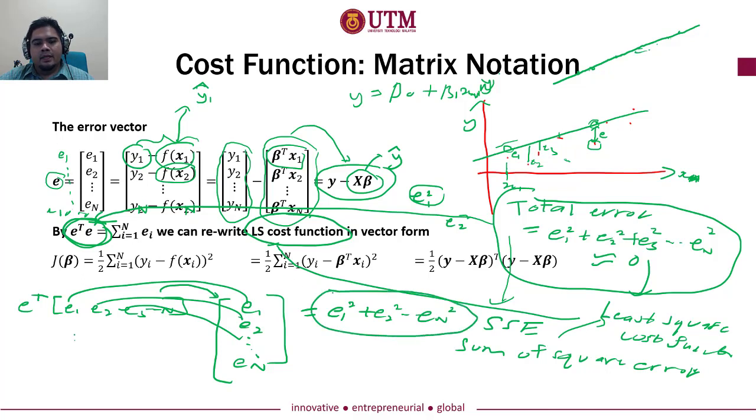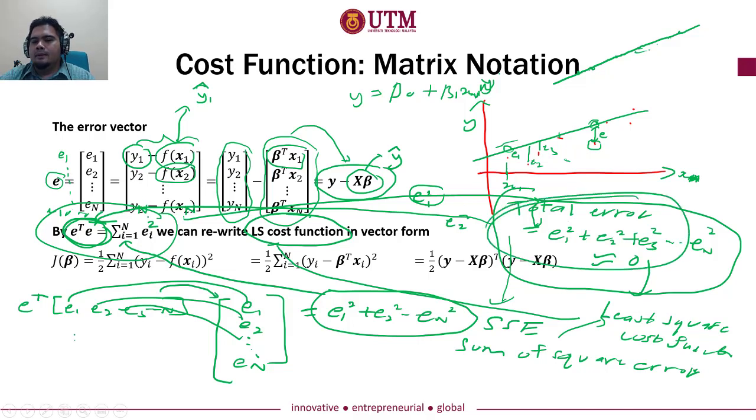Okay, so if you write it in summation form, it should look like this. Just a small mistake there, it should be square here. So in other words, this represents your total error, which is this one. I hope you are clear about that.